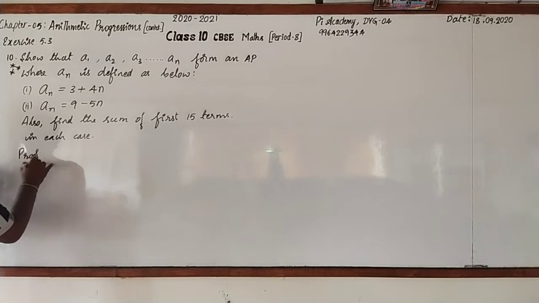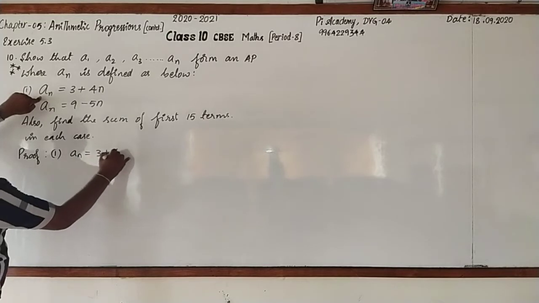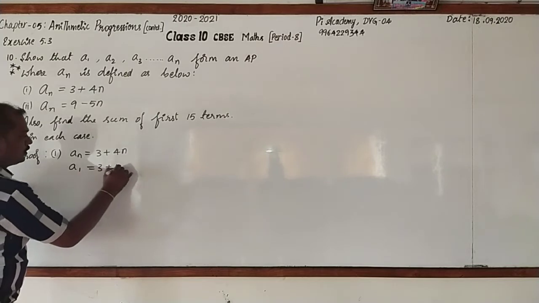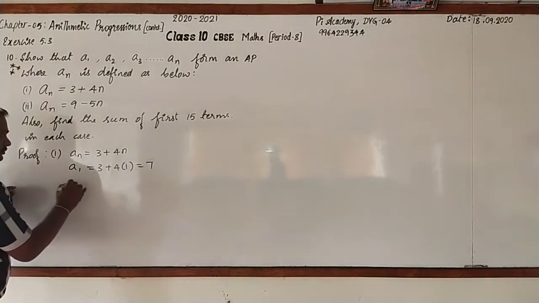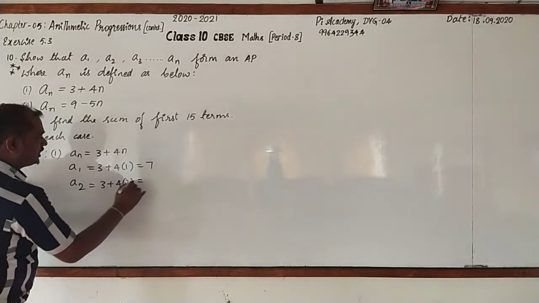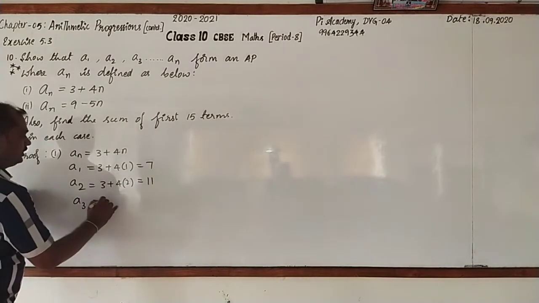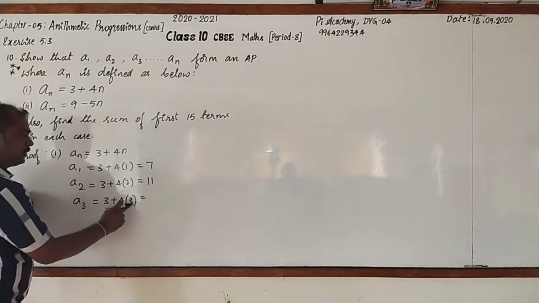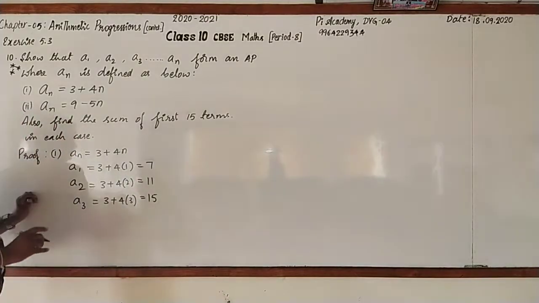Here I'll write proof for the first one. What is that? It is AN is equal to 3 plus 4n. Then I'll write A1 is 3 plus 4 into 1. How much? 4 ones are 4. 4 plus 3, 7. A2 is 3 plus 4 into 2. It is equal to 4 2s are 8. 8 plus 3, 11. A3, it is 3 plus 4 into 3. It is equal to 4 3s are 12. 12 plus 3, 15. Clear?